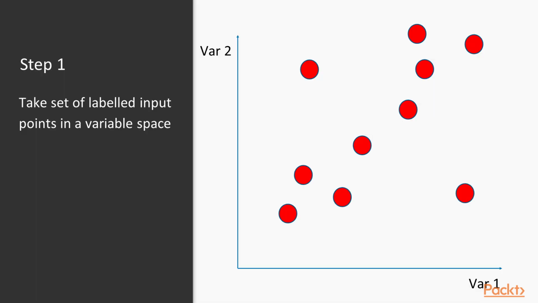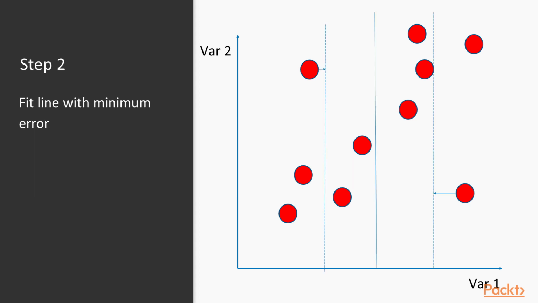We take a set of labeled input points in a variable space. In this case, variable 2 is the labels and variable 1 is the input. Okay, so we fit a line and we say any points which fall within this distance from the line we're going to assign no error to. Points outside of these boundaries, we measure the distance to the boundaries and use that as the error.